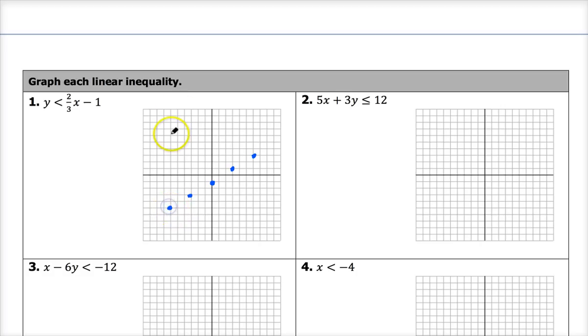We need to think about what kind of line we're going to use. Okay, this is a less than symbol. There is no bar underneath, so this is going to be a dashed line that we use to connect these points. And we need to think about the shading. This is a less than symbol, so that means we're going to shade below our line. So the shading will look like this.